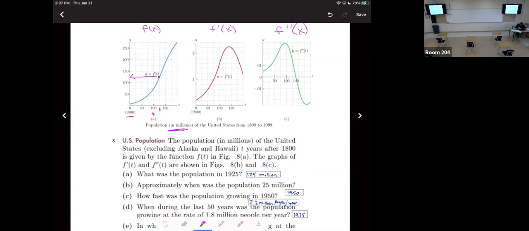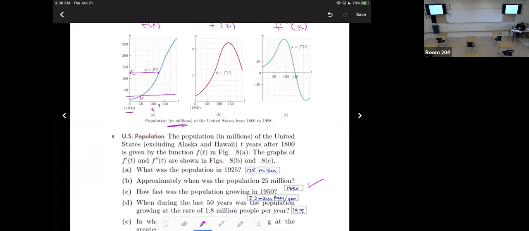So, when was the population 25 million? You've got to figure out where 25 million is, draw a horizontal line across, and then down, and you get the year 1850. So I agree with that as well. Okay, so let's keep going. So Heather, over to you.